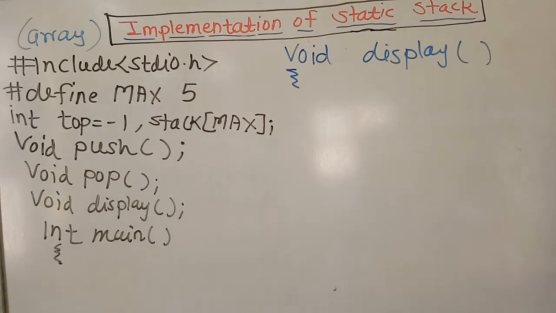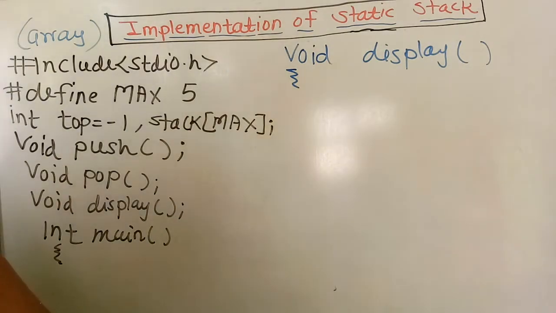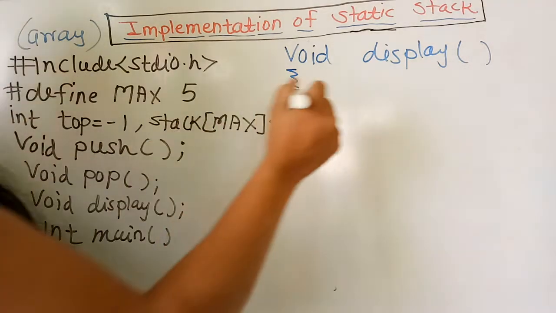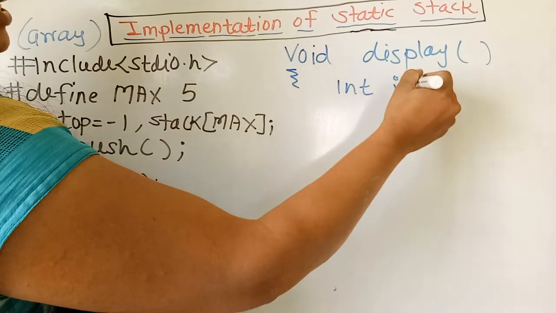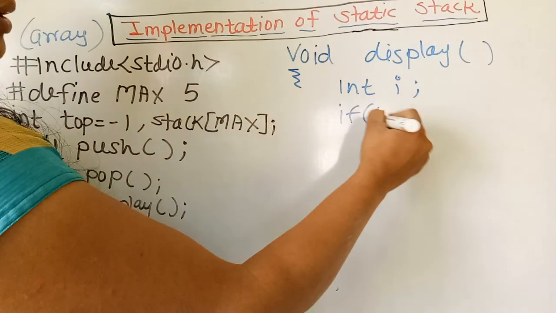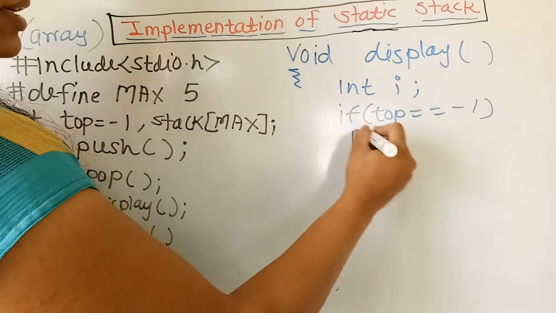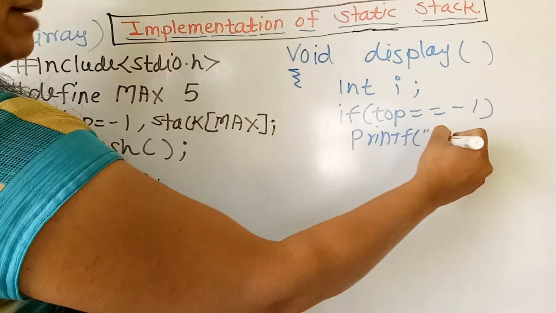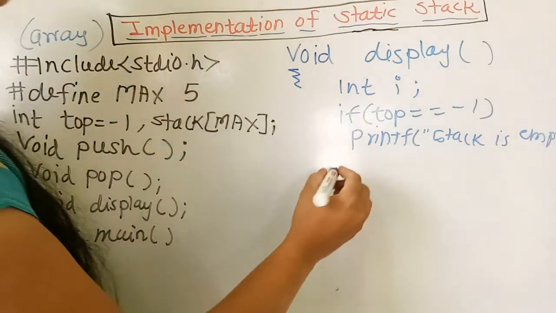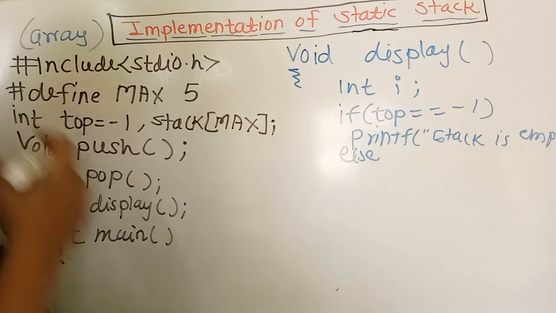Now we will see how to display the elements of the stack on the user screen. For that, we again first have to check whether the stack is empty or not. For displaying the elements with a for loop, we will take an integer variable i. If top is equal to -1, we all know that this is a sign of the emptiness of the stack. So the stack is empty. Else, the stack is not empty, which means it is full.